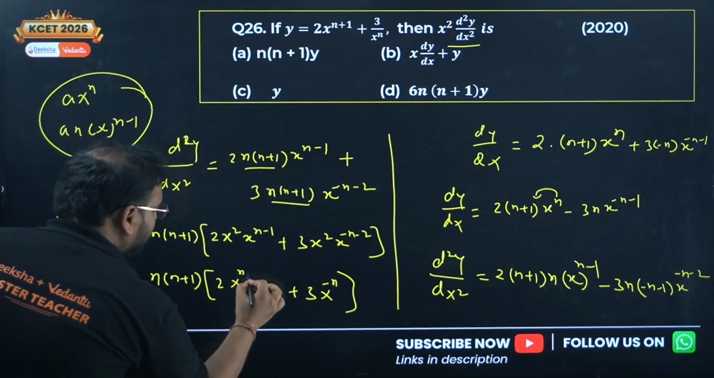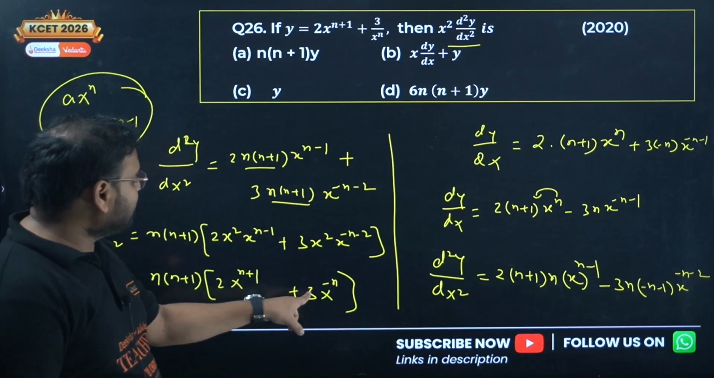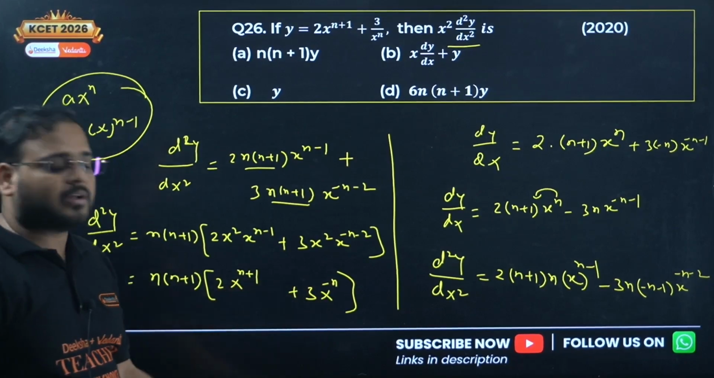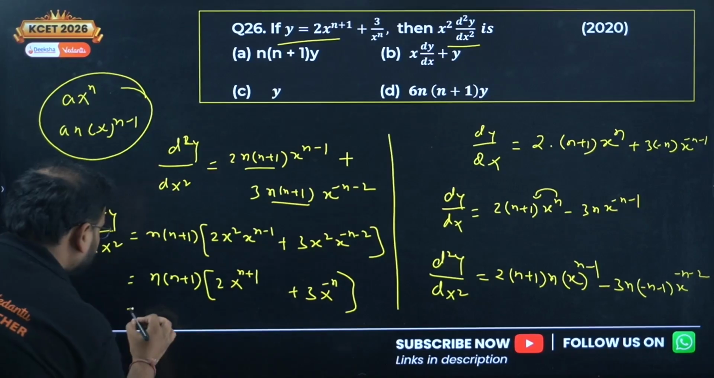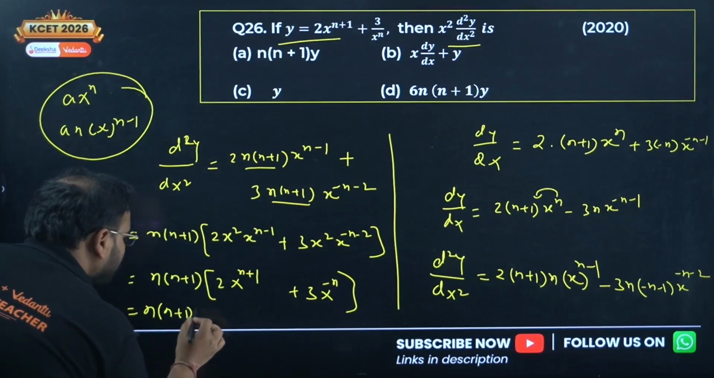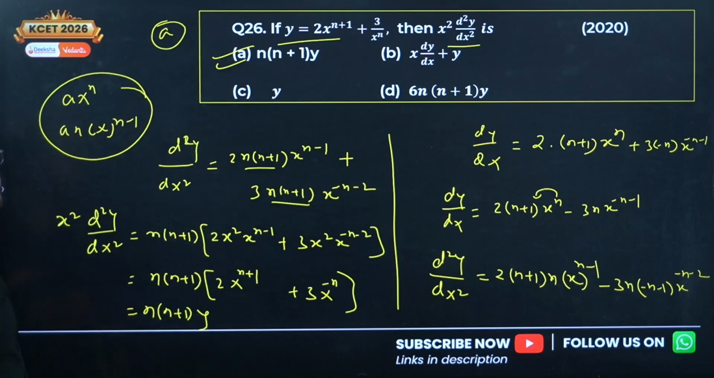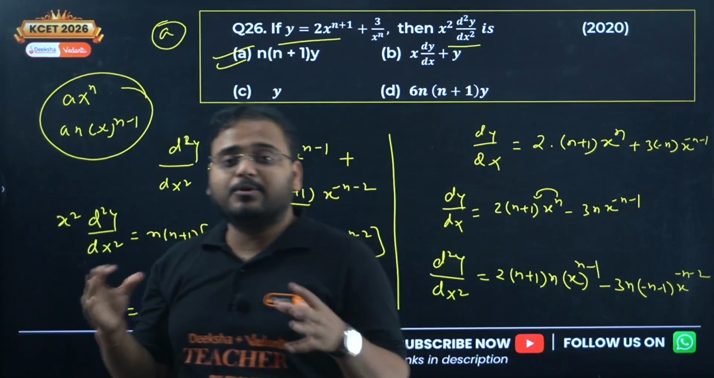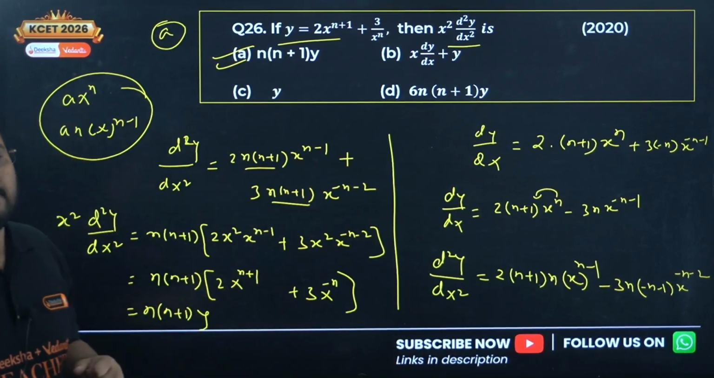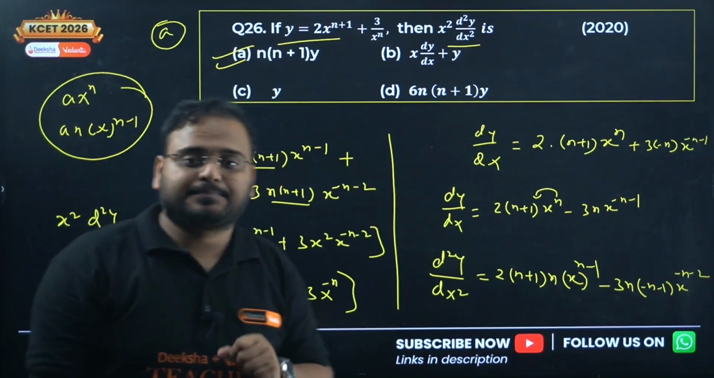Only minus n. Now check. So this is going to be what? Plus 1. Check this out. 2 into x power n plus 1 and 3 into x power minus n. This becomes what? It will come in denominator same as y. So my answer is coming as n into n plus 1 times y. Option A. A very good question. Not at all difficult. Just because the nature is a little lengthy, you might give up. But you should not. It's a very simple problem. Option A is the right choice.